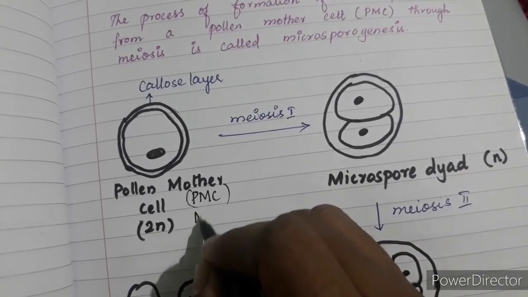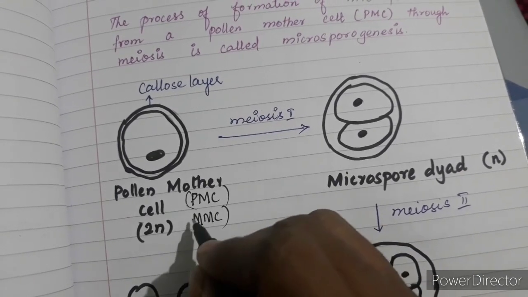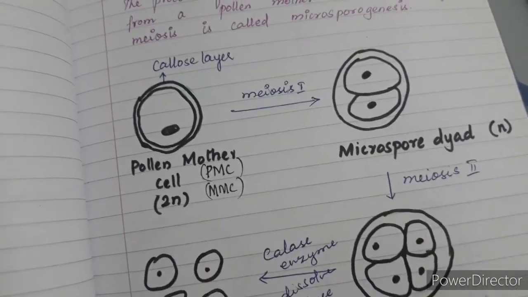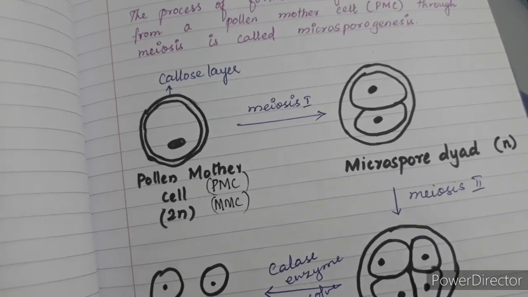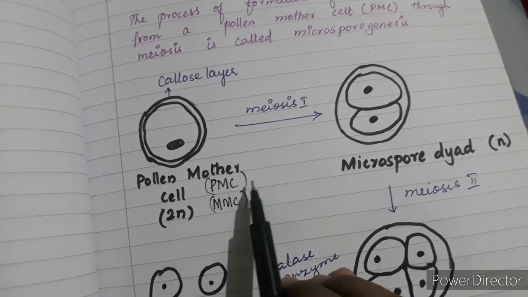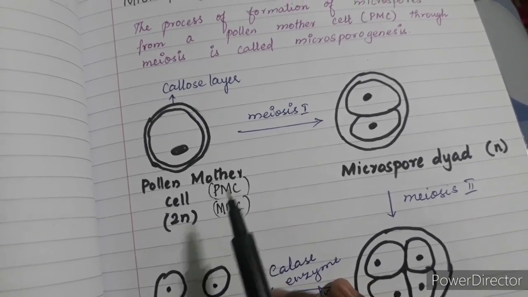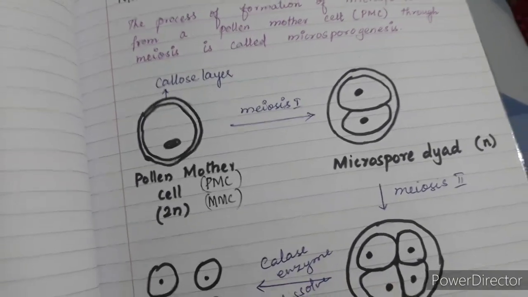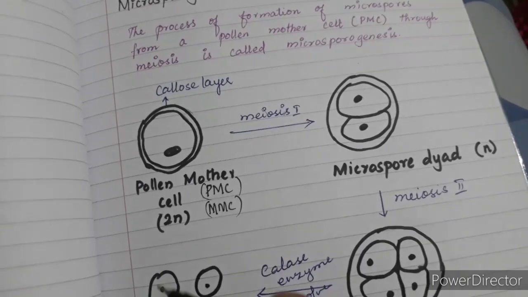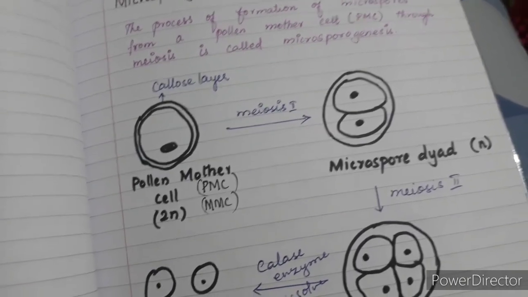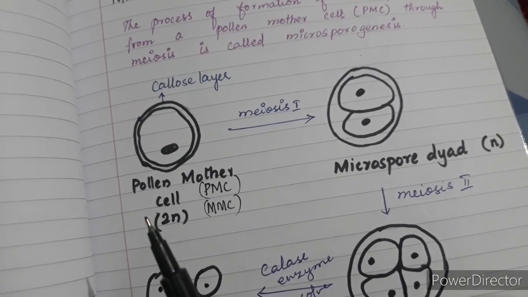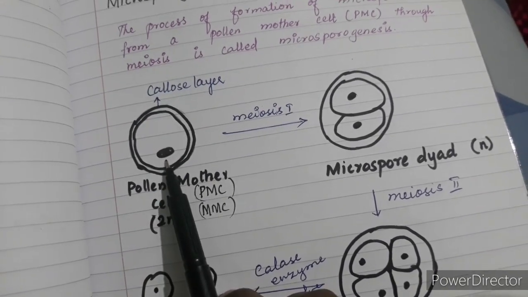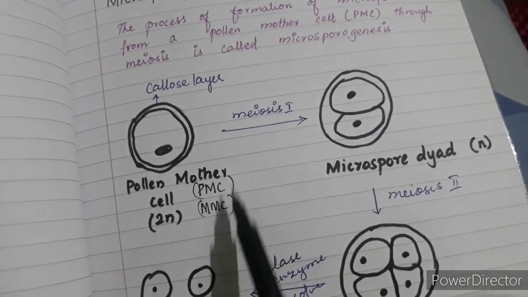It can also be referred to as MMC, which stands for microspore mother cell. MMC stands for microspore mother cell, PMC stands for pollen mother cell. Both names refer to the same cell. And what is the ploidy? Diploid. How many nuclei are present? Just one nucleus is present. This is a pollen mother cell.